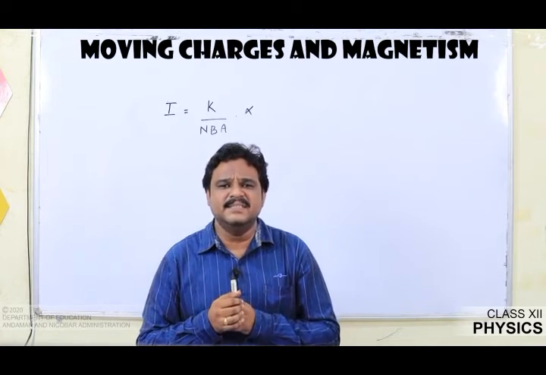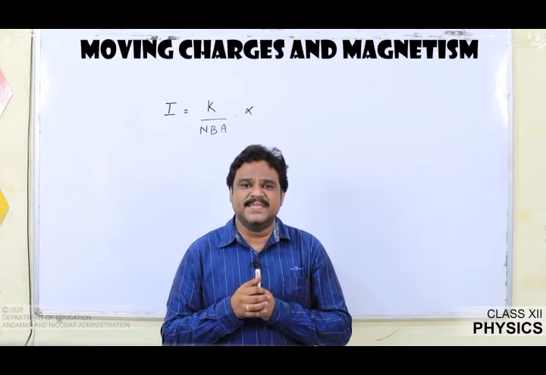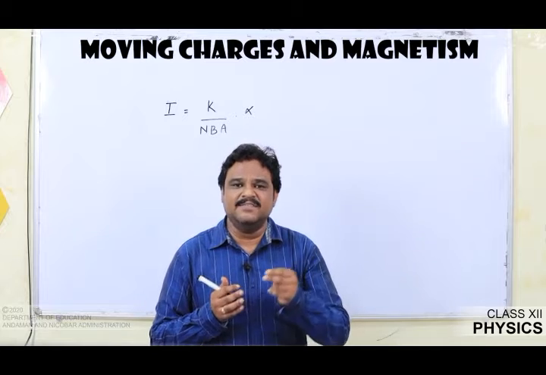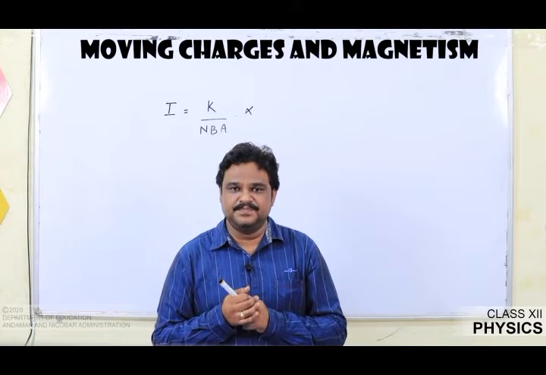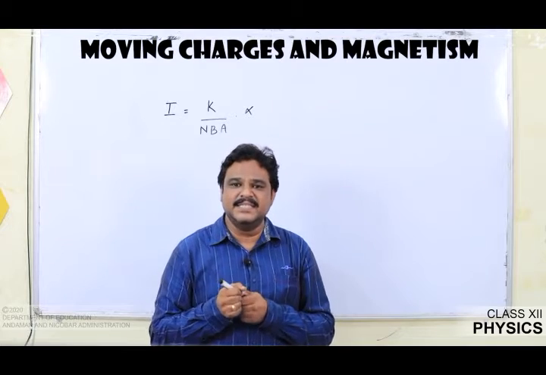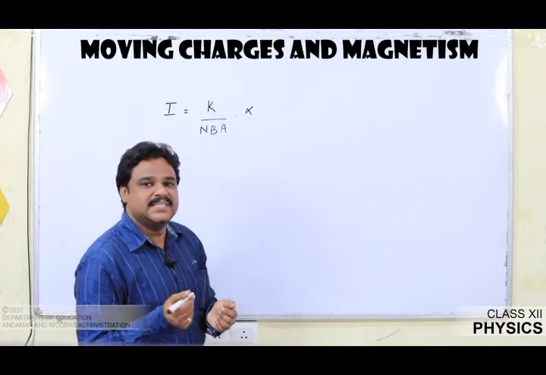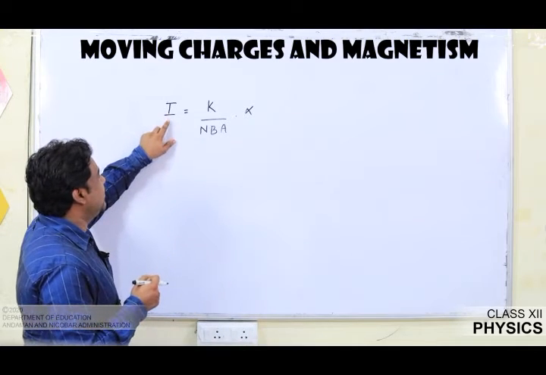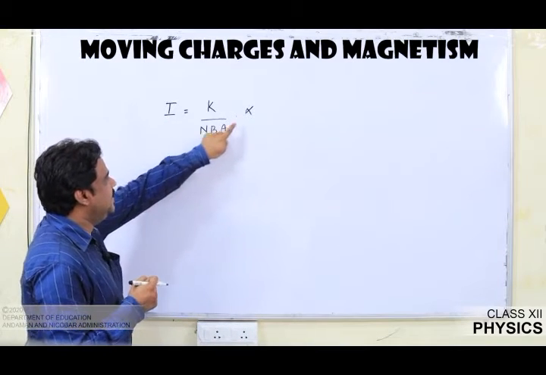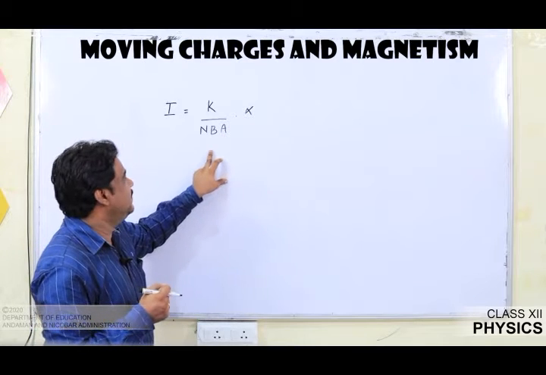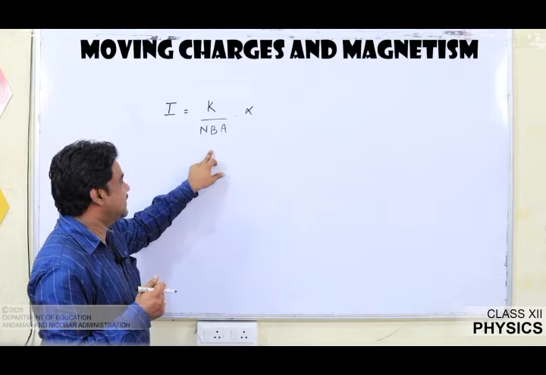Regarding sensitivity, there are two types we are going to discuss. One is current sensitivity, the second one is voltage sensitivity. So let us get into current sensitivity. What is current sensitivity? I am going to use one of the equations that we used in the last case. The current flowing, I, is equal to K by NBA into alpha. This is one of the intermediate equations that we derived earlier.